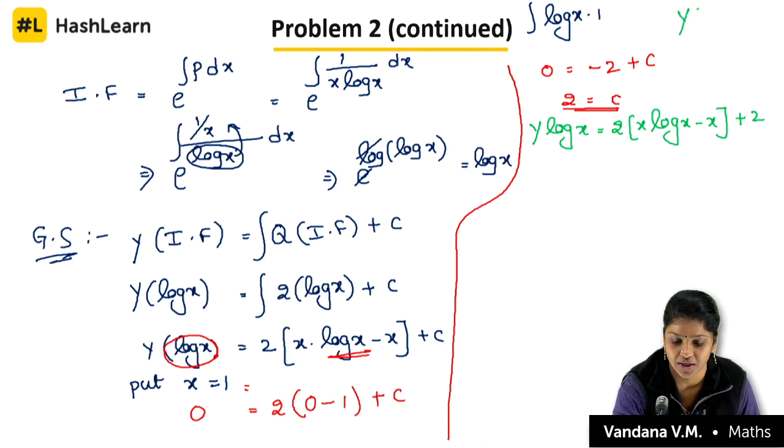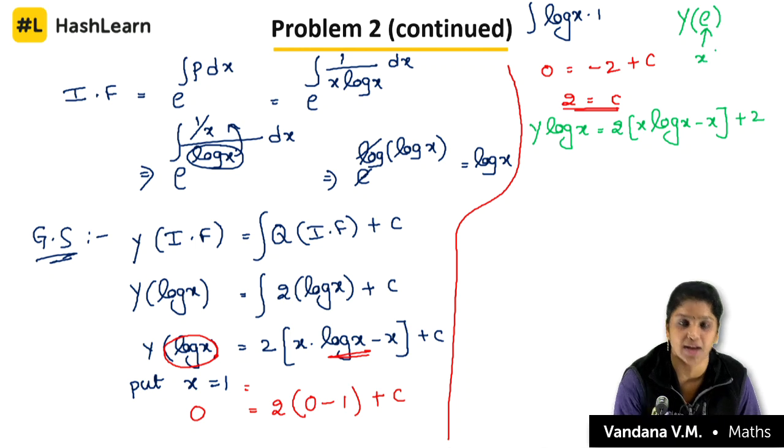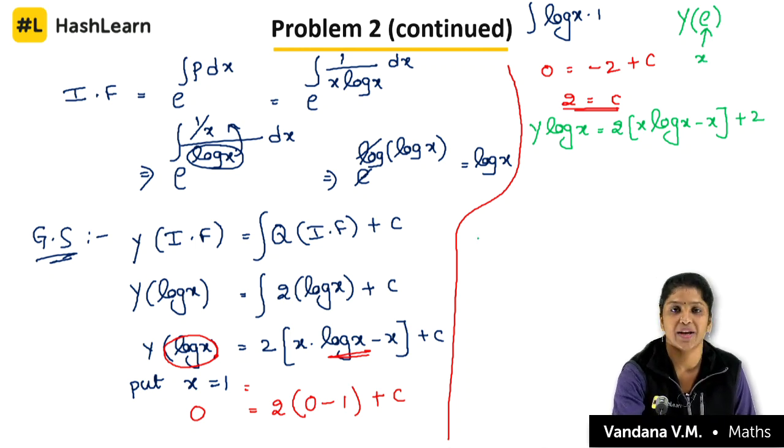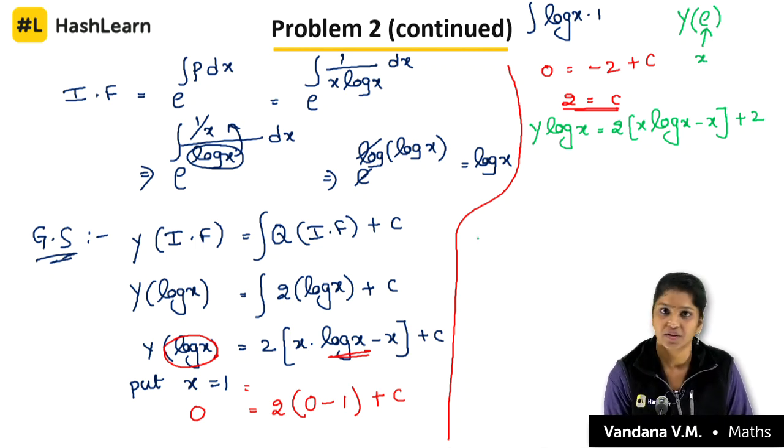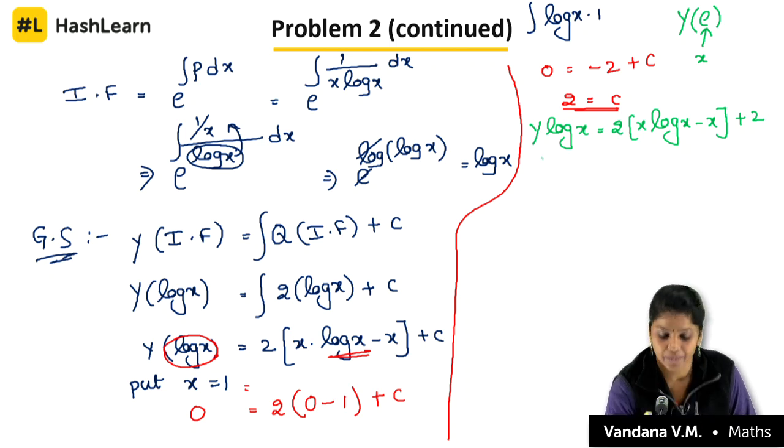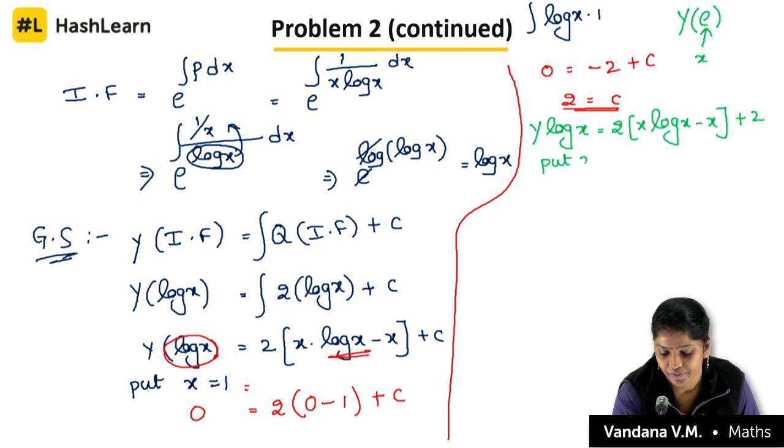What I have to find out, children? y of e. That means I have to substitute the x value as e. Isn't it? y means f of x. So that means the x value is e. Put the x value as e.